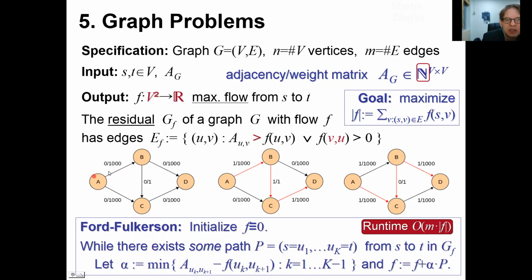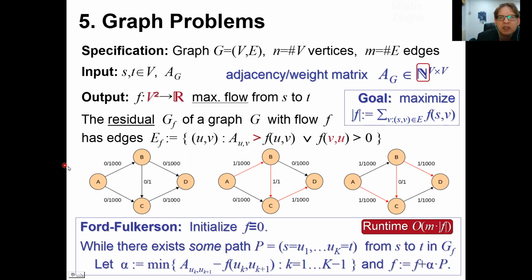And again, this example considers the simple graph that we had previously, but with different edge weights. Namely, this edge here has capacity only 1, can carry only 1 unit of flow, whereas these edges all have a very large capacity. Here it's indicated with 1000, but this is just a symbol for something that has a very large capacity.